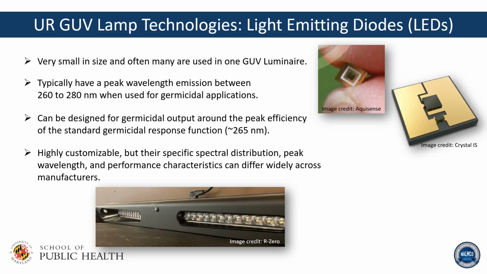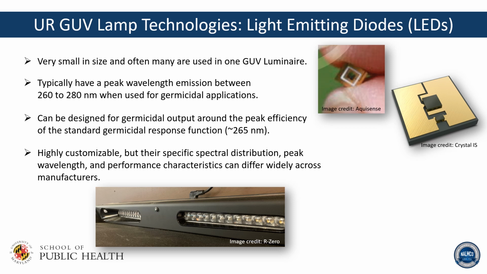Light-emitting diodes, in comparison, are very small in size, and often many are used in 1 GUV luminaire. Typically, they have a peak wavelength emission between 260 to 280 nanometers when used for most germicidal applications. They can be designed for germicidal output around the peak efficiency of the standard germicidal response function, which is around 265 nanometers. They're highly customizable, but their specific spectral distribution, peak wavelength, and performance characteristics can differ widely across manufacturers.